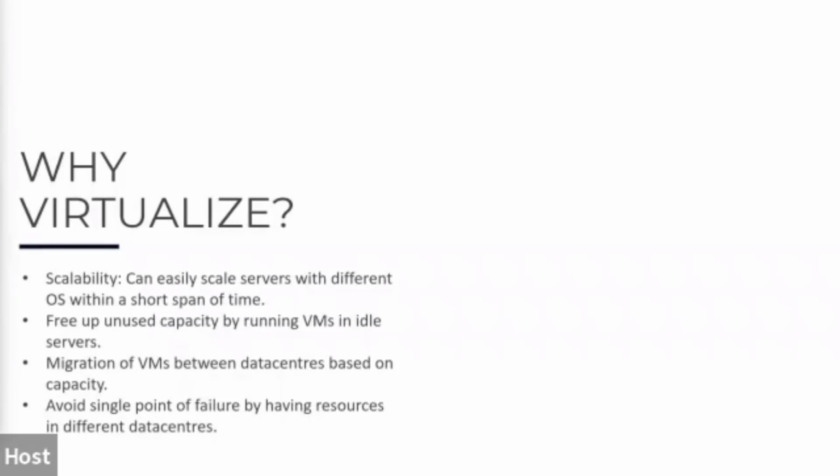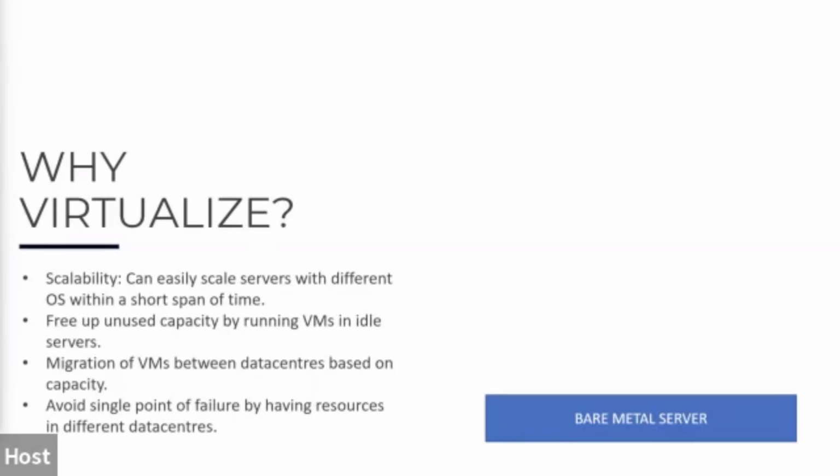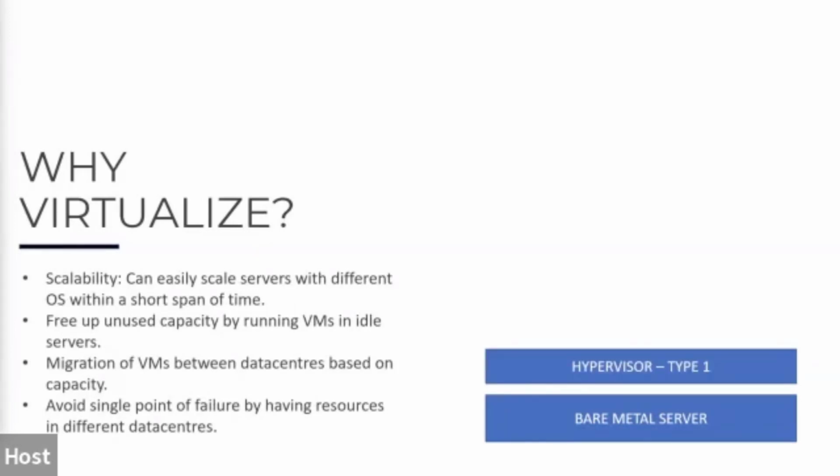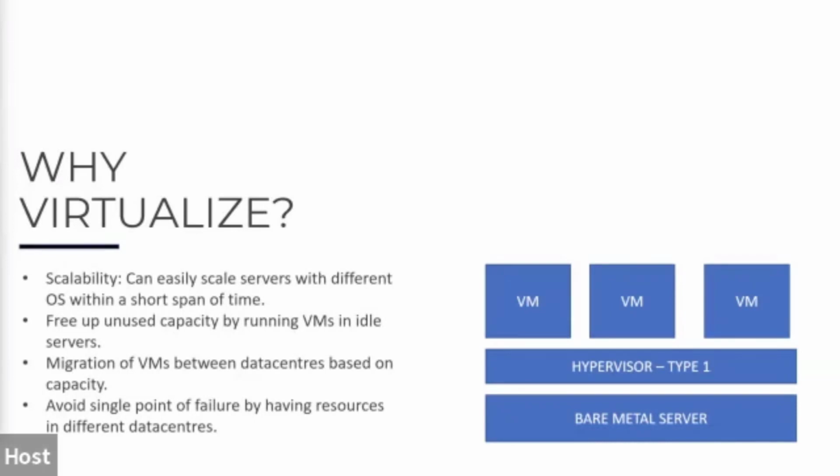And also when you virtualize, the OS that you have will be tied to the hypervisor and not to the bare metal server. Let me show you how that works. You have a bare metal server, correct? And you install a type 1 hypervisor, which is nothing but the virtualization software that goes on top of a bare metal server. And you have VMs on top of it, so you're virtualizing. Basically, you have VM1, VM2, and VM3 on top of your hypervisor.